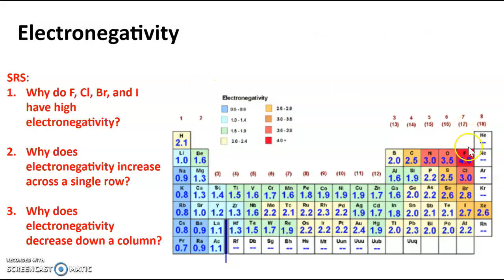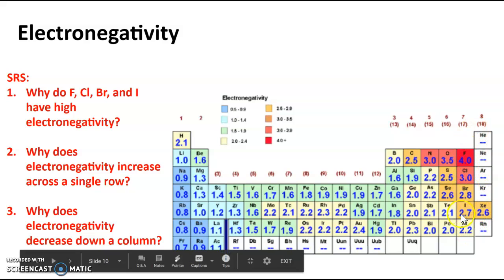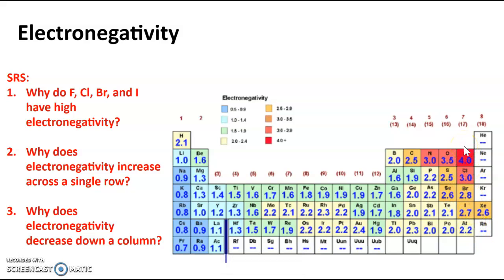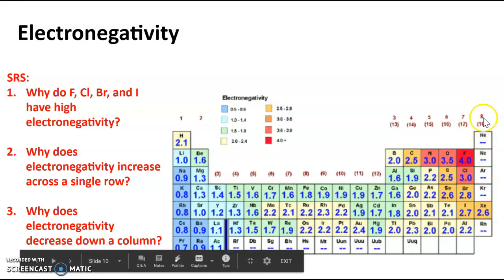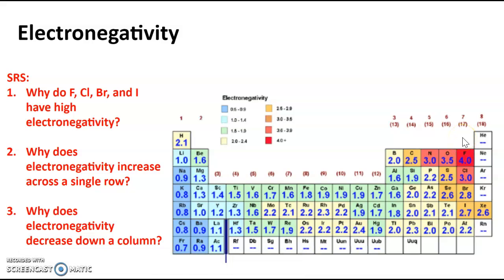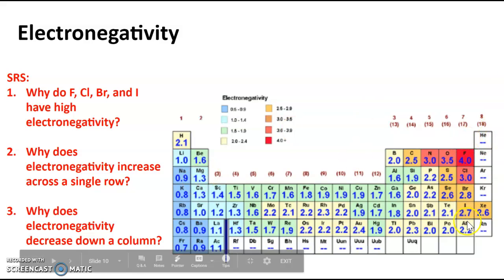So fluorine, chlorine, bromine, and iodine are all in a family right here, and they all have very high electronegativities. The reason for that is column 8 has a full octet, and these guys are so close, right? They only need one more electron to have that full stable octet, so they really, really want an electron. It would be very energetically favorable for them, and so that's why their electronegativity is so high.